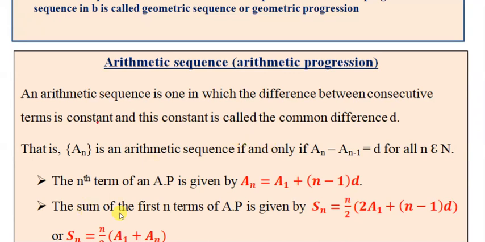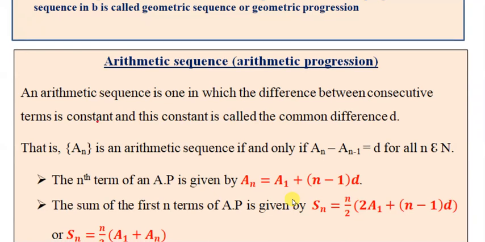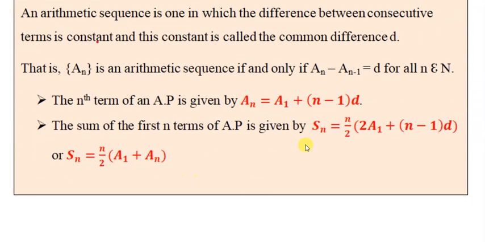Also, the sum of the first n terms of an arithmetic progression or arithmetic sequence is simply given by Sn is equal to n over 2 times (2 a1 plus (n minus 1) times d), where n is the number of terms of that sequence. And the formula can also be converted into this one. We can use either this one or this one.